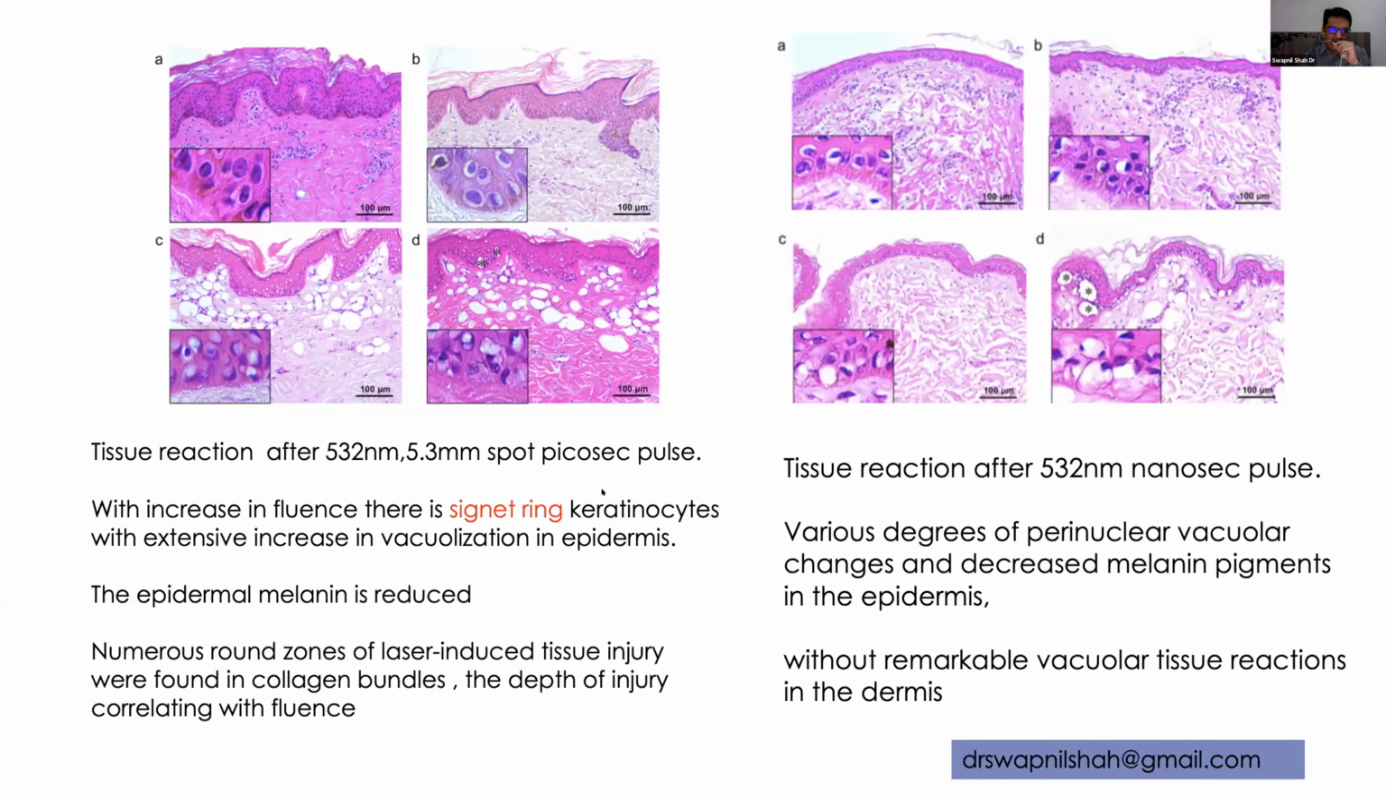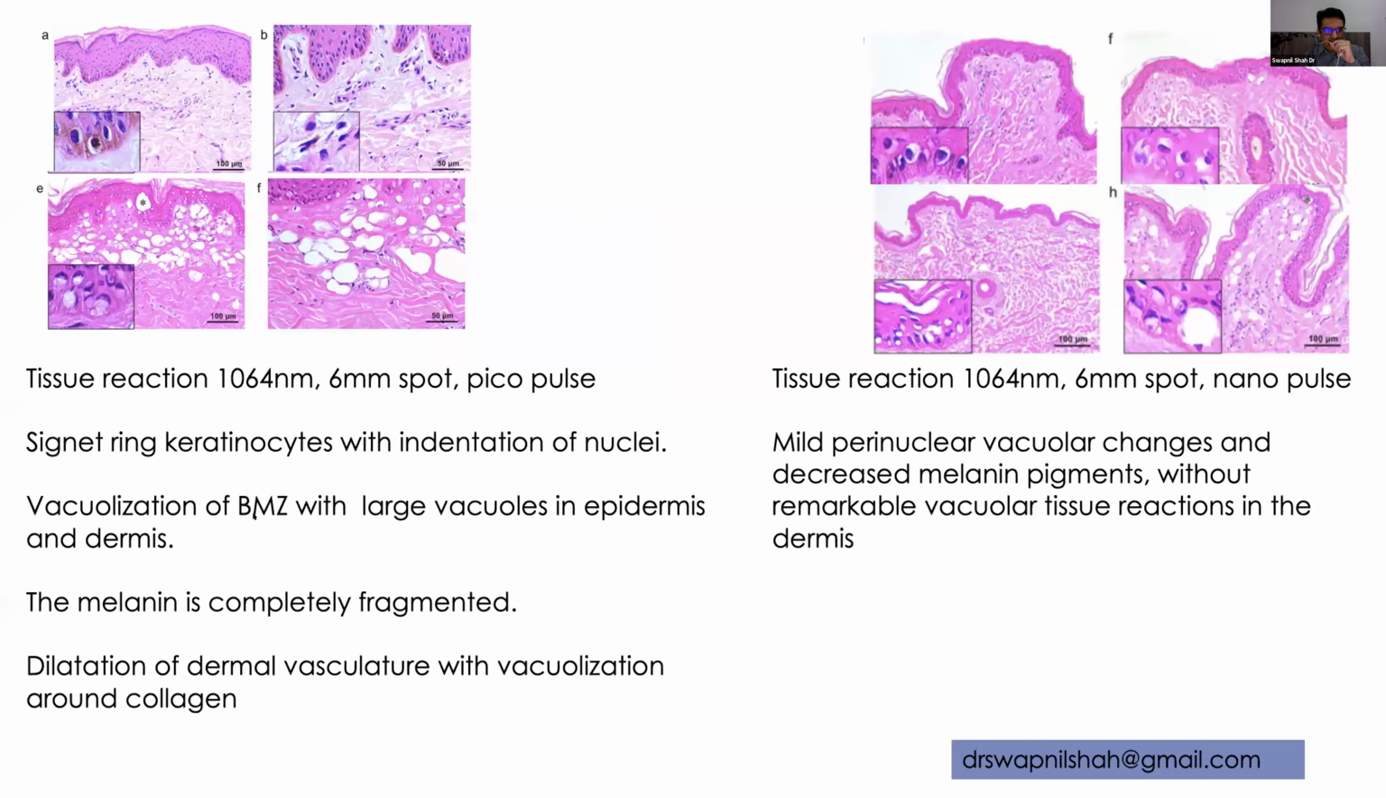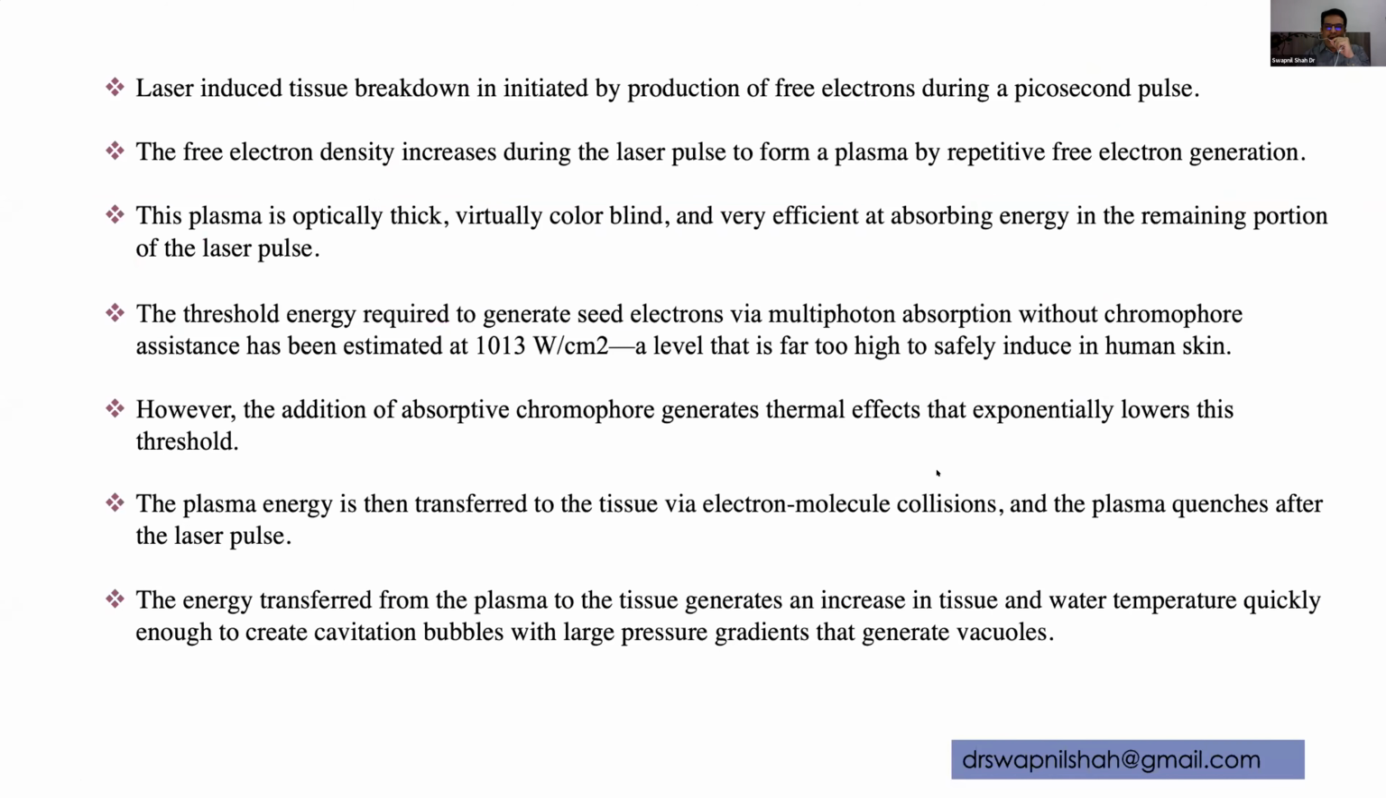Same thing is seen with 1064 nanometer. There is a signet ring keratinocyte with indentation of the nuclei, vacuolization of the basement membrane zone, and large vacuoles in the epidermis and dermis. The melanin is completely fragmented and there is a dilatation of the dermal vasculature. These reactions are very, very less marked when you use a nanosecond laser. So how are these vacuoles formed actually? How are these vacuoles formed and what is their importance?